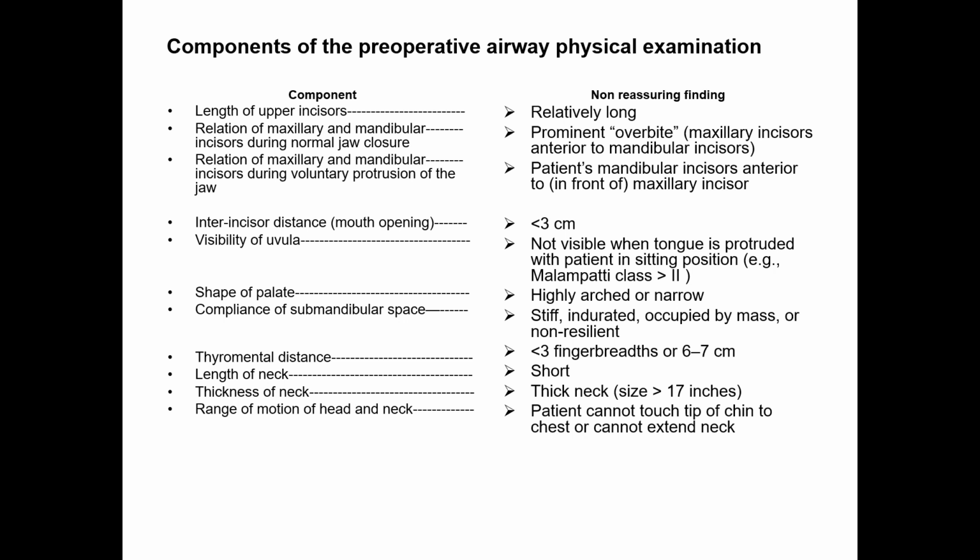Inter-incisor distance, that means mouth opening, how much the patient can open his mouth. If he can open his mouth more than 2 fingers, it could be easier intubation. If less than 2 fingers, it could be difficult intubation. Visibility of the uvula, as we discussed before. If we can see the uvula, it could be class 1 or class 2 Mallampati, which is easier intubation, or difficult intubation when we cannot see the uvula, when class 3 and 4.